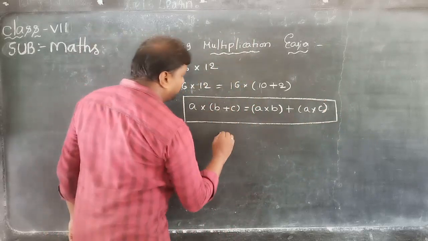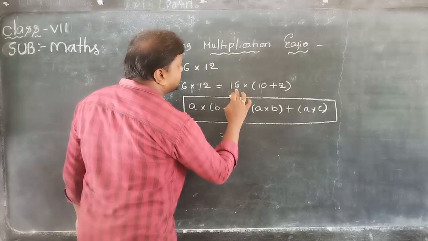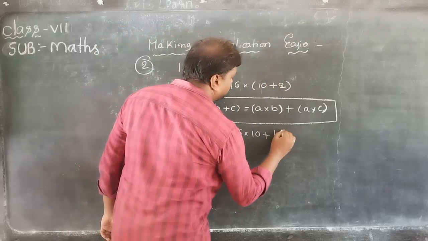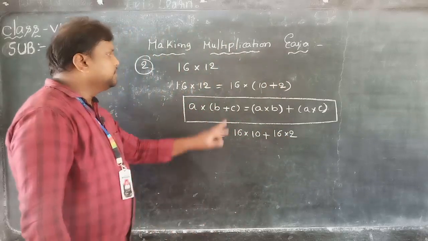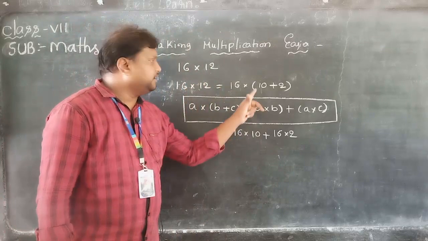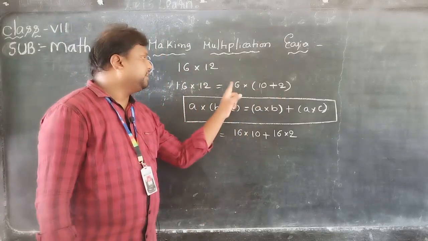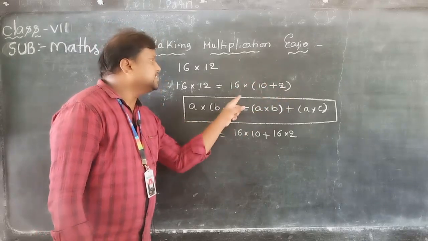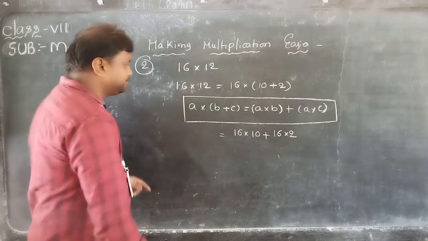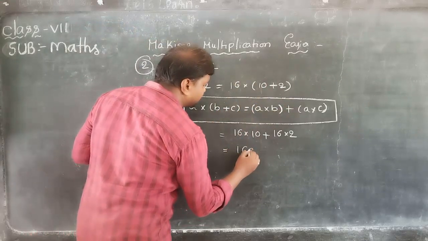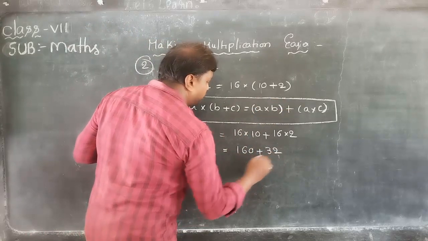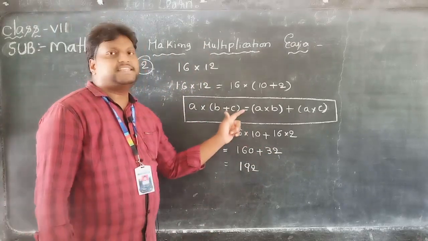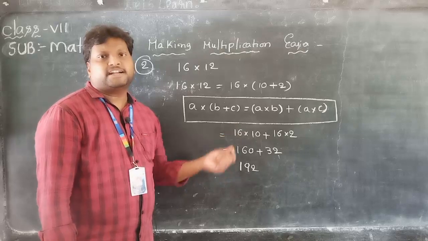According to this property, in A place 16 is there, then 16 into 10 plus 16 into 2. Observe once again: A into B plus C is equal to A into B plus A into C. Like that, 16 into 10 plus 16 into 2. 16 into 10 is 160, plus 16 into 2 is 32. Finally, the answer is 192. We know already 16 into 12 is 192, but this is an easier way by using the distributive property of multiplication over addition.